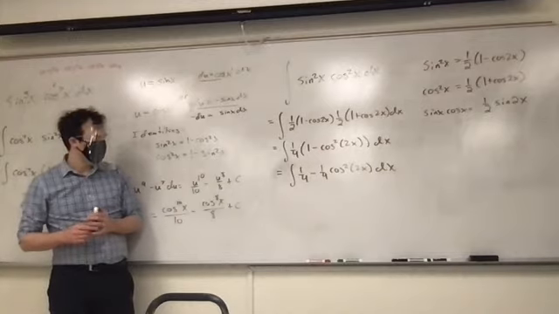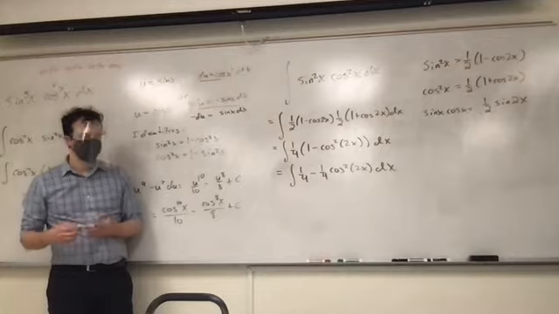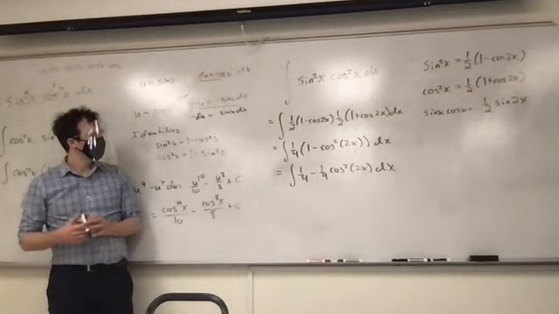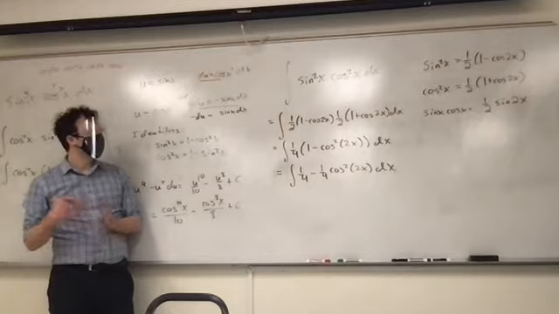Does anyone have an idea of what we can do? Couldn't you have taken the 1/4 out of the integral and then 1 minus cosine squared 2x would be sine squared 2x? Yes, so that's one thing you can do.